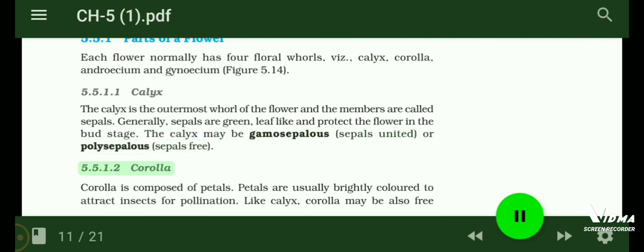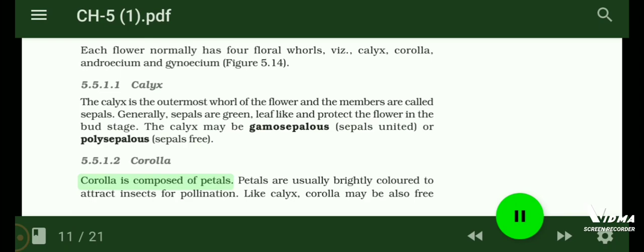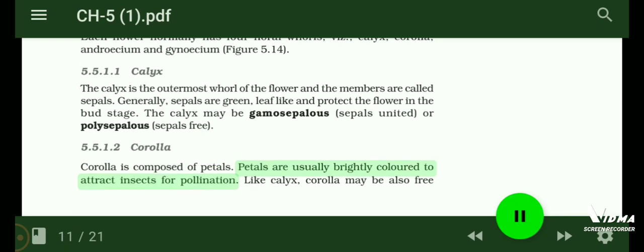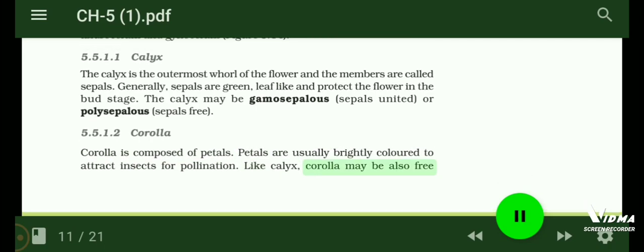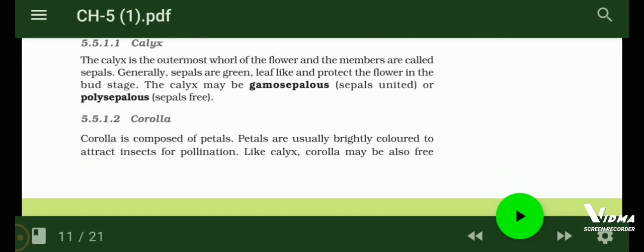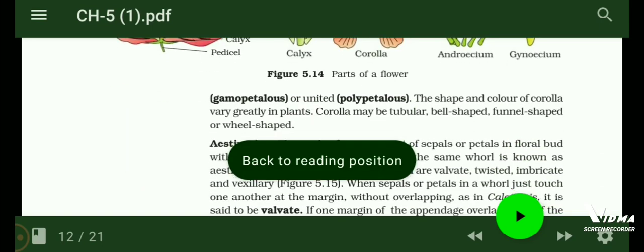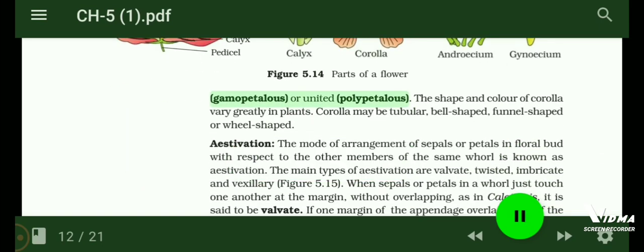5.5.1.2 Corolla. Corolla is composed of petals. Petals are usually brightly colored to attract insects for pollination. Like calyx, corolla may be also free, polypetalous, or united, gamopetalous. The shape and color of corolla vary greatly in plants. Corolla may be tubular, bell-shaped, funnel-shaped or wheel-shaped.